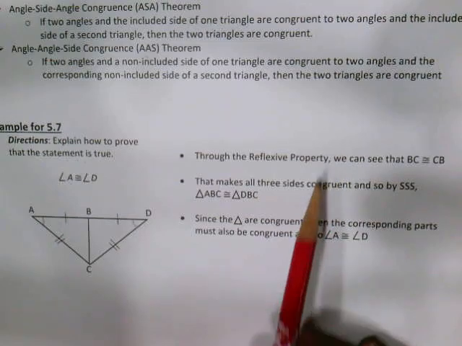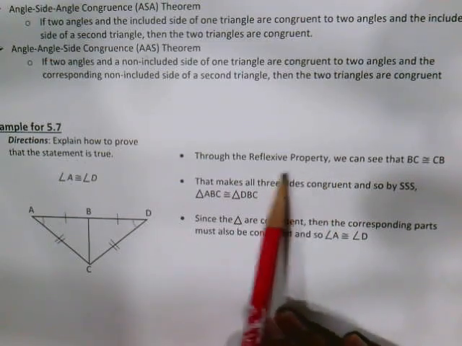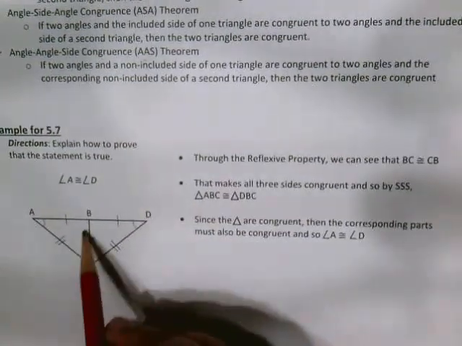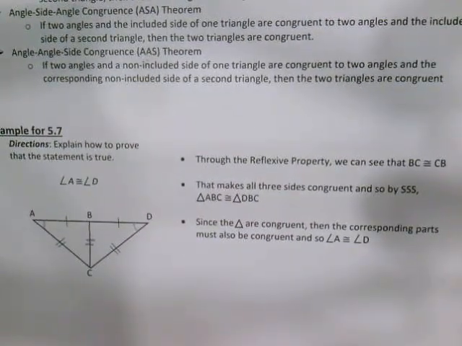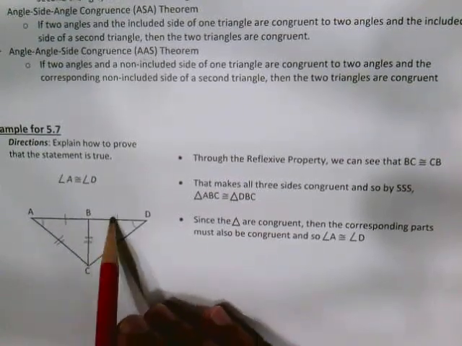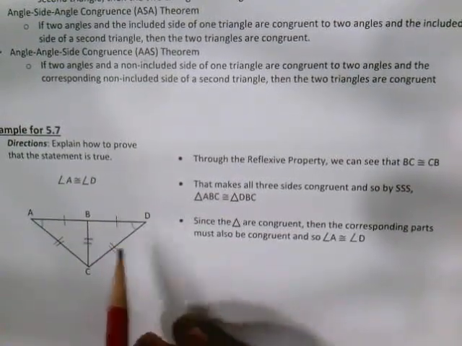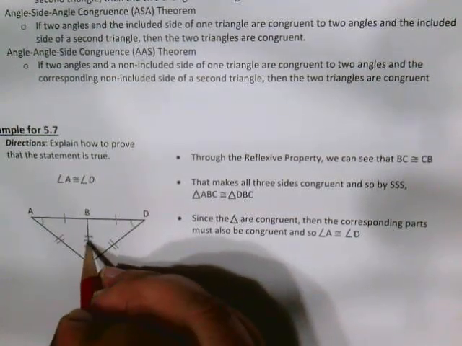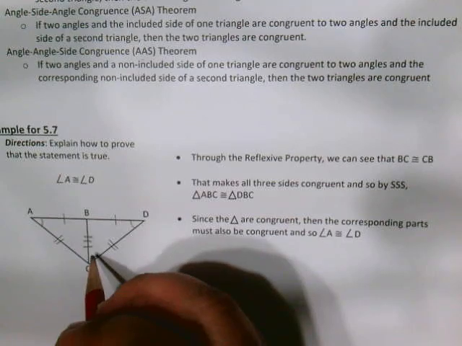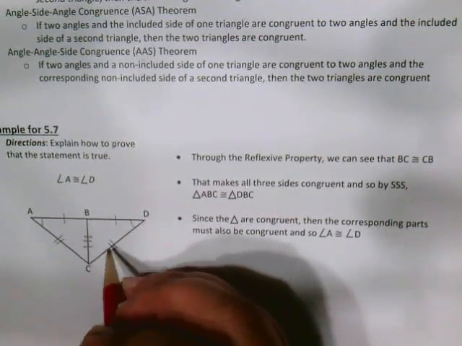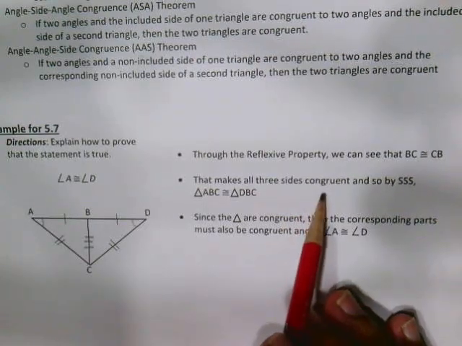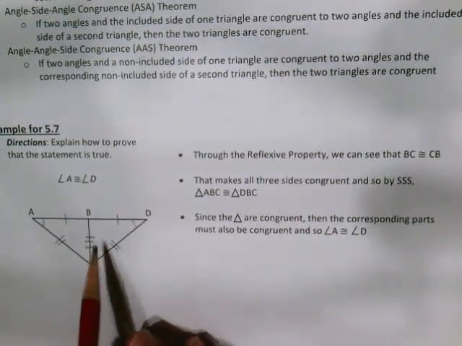First of all, we're going to notice, okay, that through the reflexive property, these are the same. Now, why would that matter? Because I can see that I already have a congruent side. I have a second congruent side. And if I had a third congruent side, and I do because they're sharing it, okay, I can see that I'm leaning towards the SSS theorem, okay? That makes all three sides congruent by the SSS theorem.